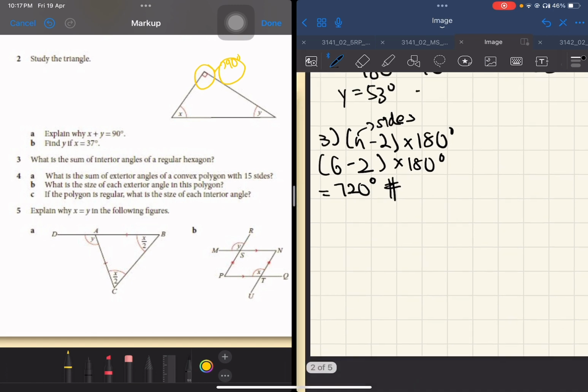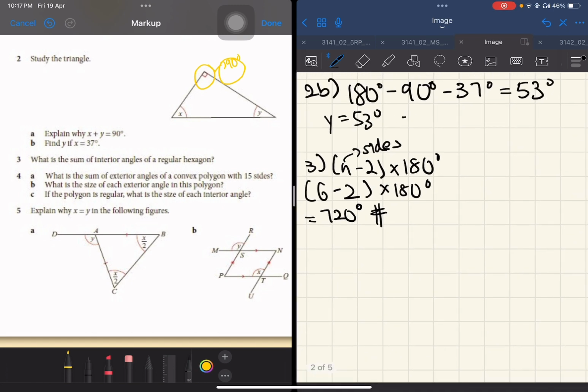Okay, question 4a. What is the sum of exterior angles of a convex polygon with 15 sides? Now, the detail given here that it has 15 sides doesn't really matter because you are just finding the sum of the exterior angles of a convex polygon. So if you recall, the sum of the exterior angles of a polygon is always going to be 360 degrees. If you forgot this, this is a chance for you to revise.